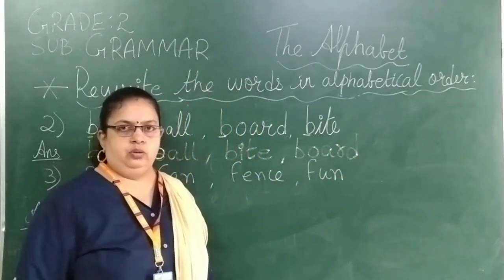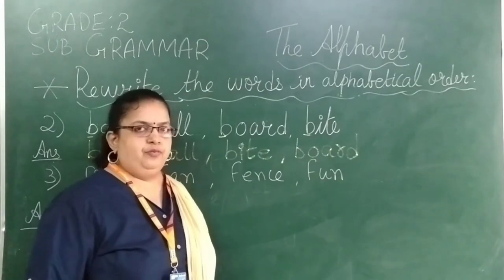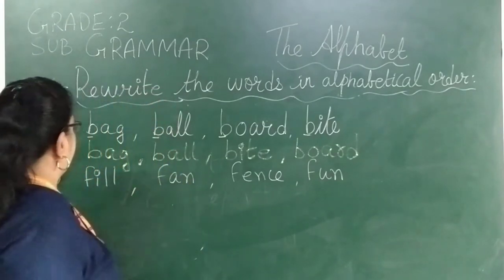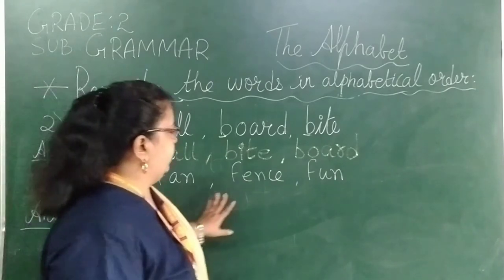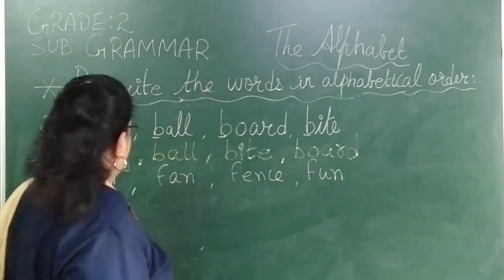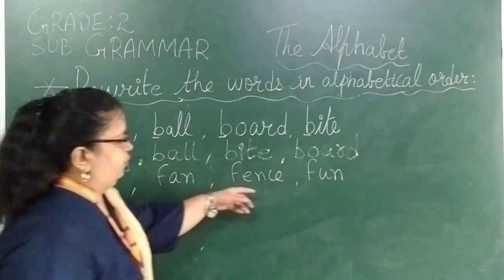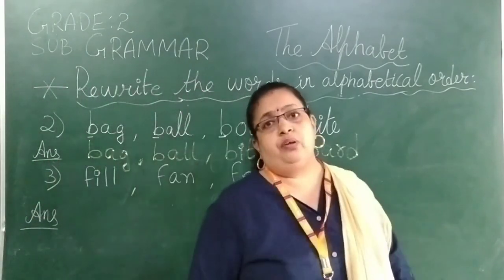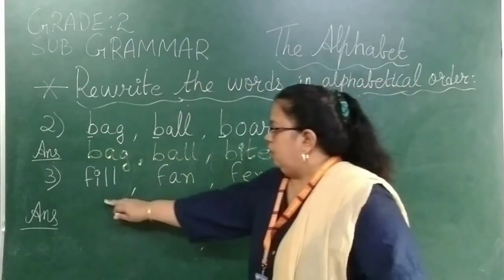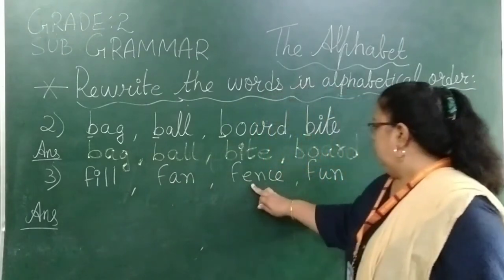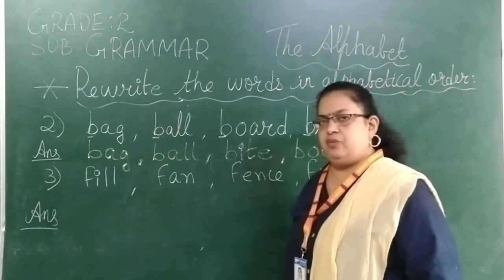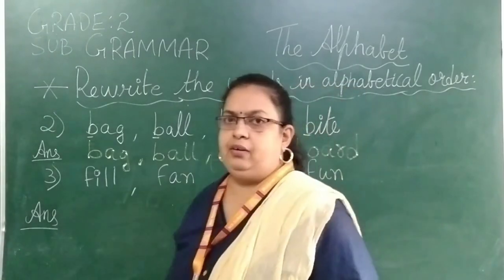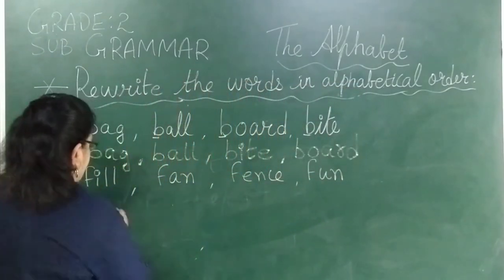Now let's do the third one. First one is done for you. This is the second one and this is the third one. Fin, fan, fence and fur. First letter is F, F and F. So हमें क्या करना है? आपको second letter consider करना है. It's I, A, E and U. In alphabetical order, this comes first. Okay? So you have to write fan first. तो इसे लिखते हैं fan.